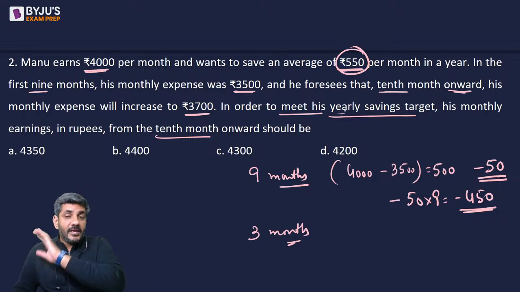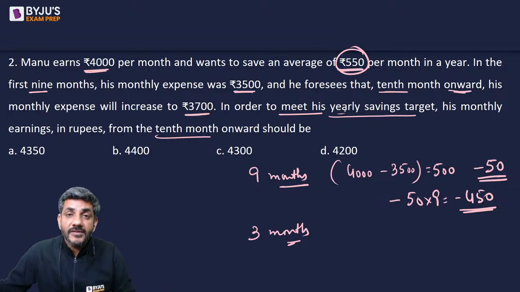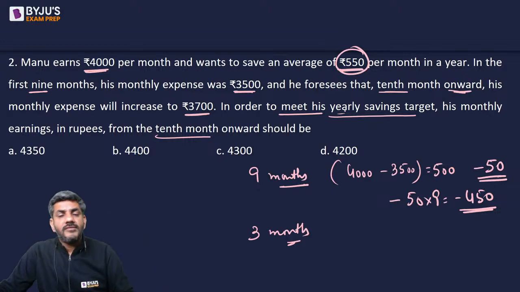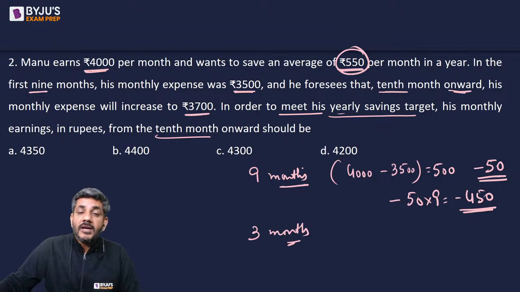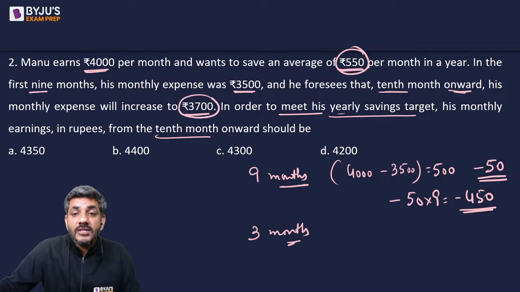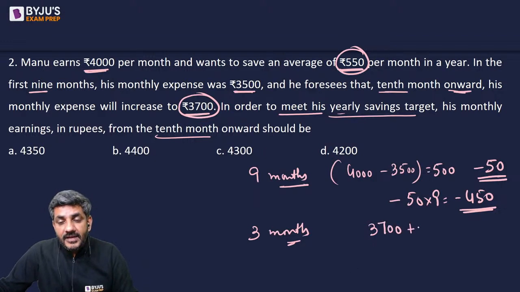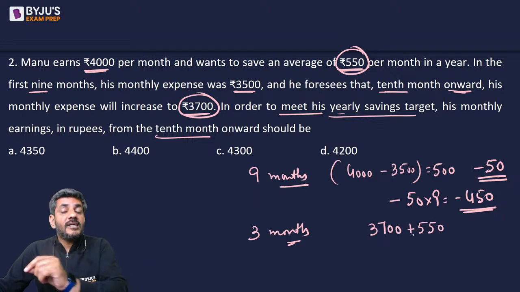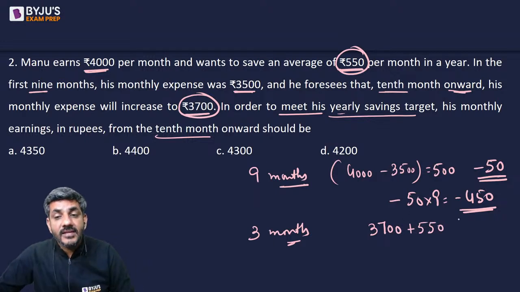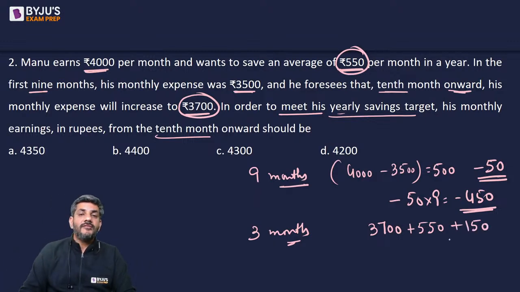So that means he has to save 550 every month. So if you are already having a deficit of 450, you have to cover that deficit of 450. But now his expense has increased to 3700. Now 3700 is his expense and 550 is what he wants to save. And 450 is the deficit that he has to cover in these 3 months. So can I say every month he has to cover a deficit of 150?